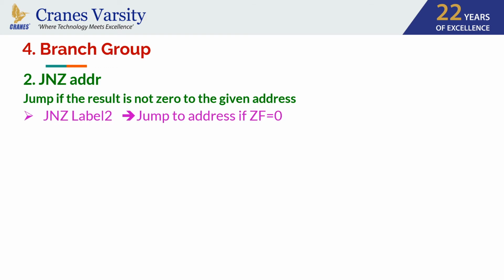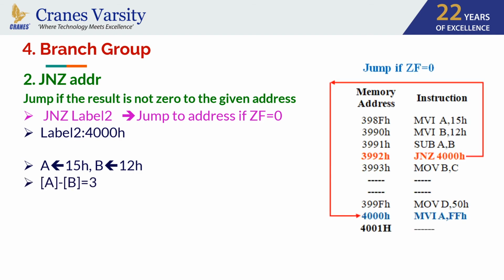So that means if the zero flag is not set, it has to jump to the label 2. What is this label 2? This label 2 is nothing but the address you are going to specify in the instruction. For example, here I am taking a 16-bit address, 4000. So when the microprocessor executes this instruction, the control will jump to the address 4000H.